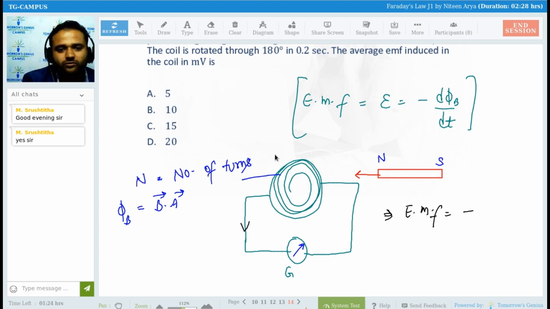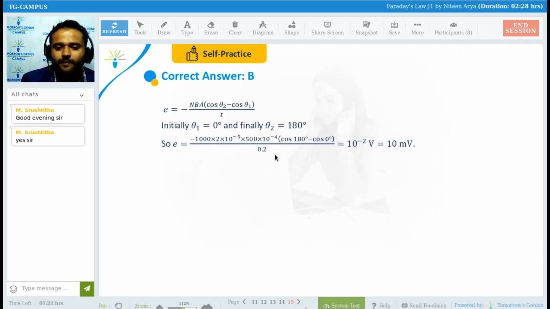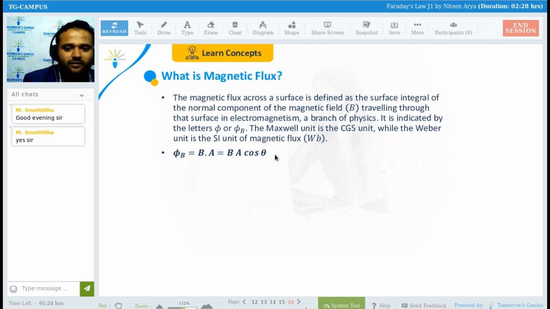This is the thing I didn't want to reveal, but it's okay. So this is your formula: E equals minus NBA times cos theta 2 minus cos theta 1, divided by T, and here you can get the answer. Okay, let's take a break.